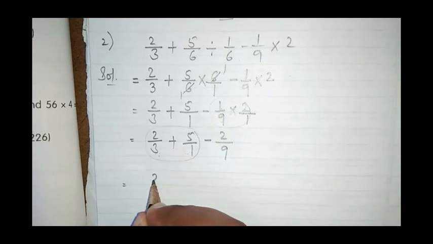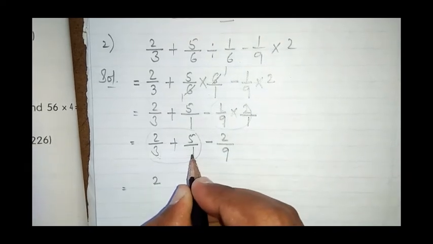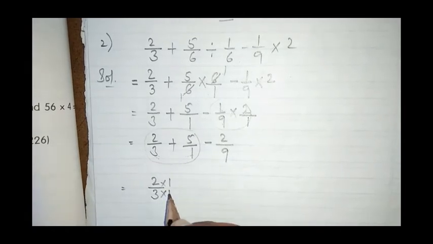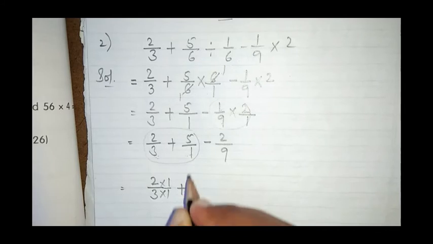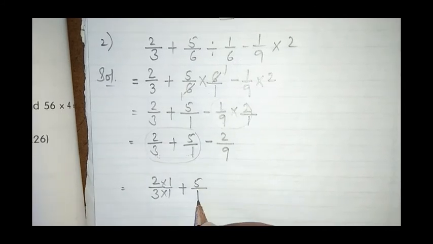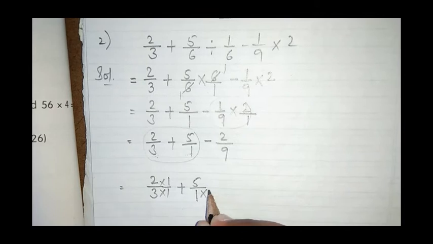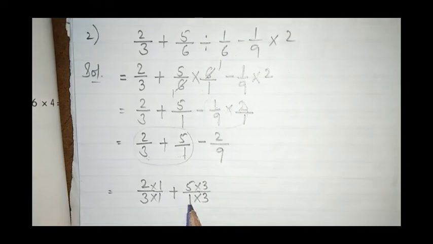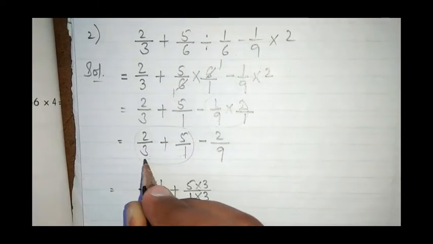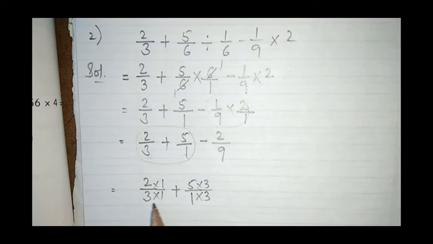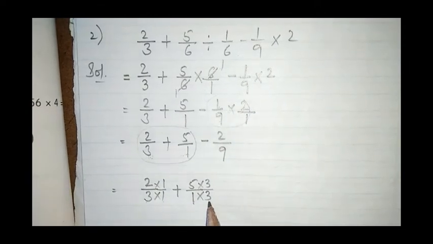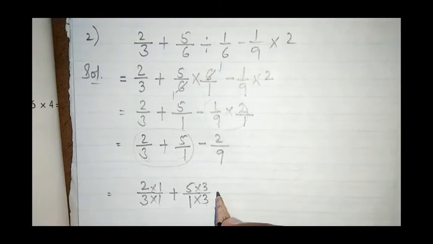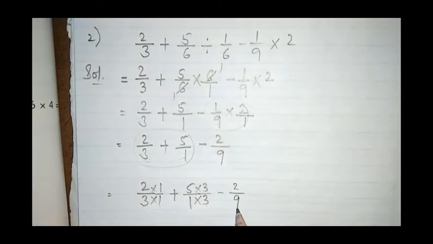Now what we have to do? I have to make both the denominators equal to 3. So 2 by 3. If I have to make it 3, I'll simply multiply it by 1 plus 5 by 1. If I have to make it equal to 3, I will multiply by 3. This is nothing new. You all have learnt this in your unit of fraction. Okay, these two were unlike fractions. I am multiplying it by 1 and this by 3 so that both the denominators become the same and they become like fractions. Minus 2 by 9 copied as it is.